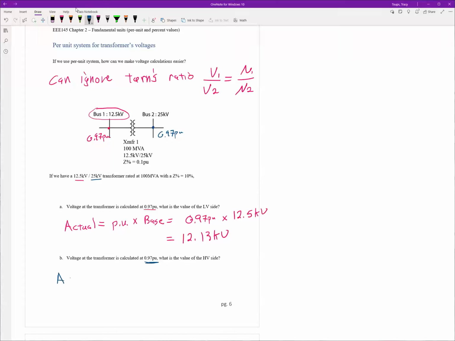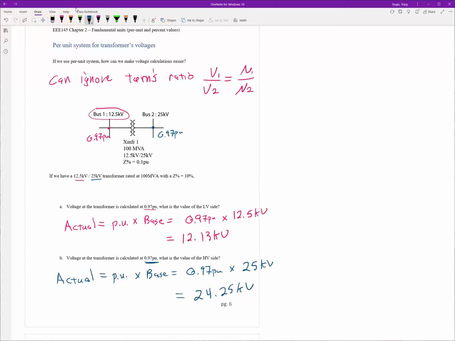So let's then do the same thing. Actual value is equal to per unit times our base value. This is going to be 0.97 per unit times 25 kV, because we're on the 25 kV side. This number is going to be 24.25 kV, rounded.